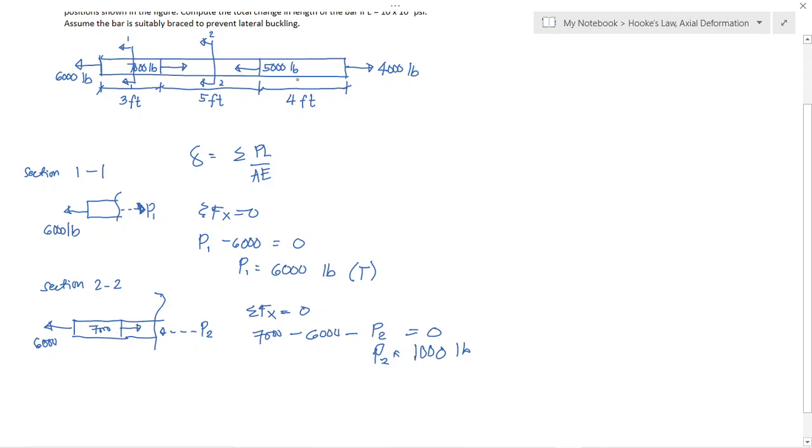Considering itong portion na 4 feet na to, so, kuha tayo ng section. So, let's say this is section 3-3. Considering section 3-3, we have something like this. Ito yung cutting section mo. Dito ka mag-cut, and then 4,000. Magka-cut tayo to determine the internal force. Okay, so what's the internal force here? Obviously, mag-assume ka, away. Di ba?